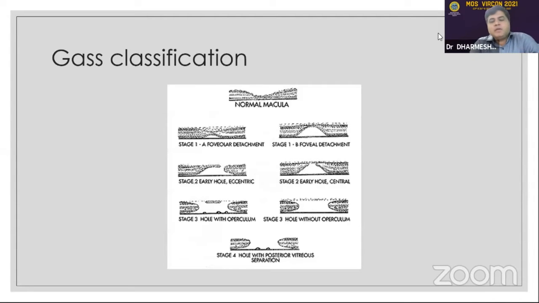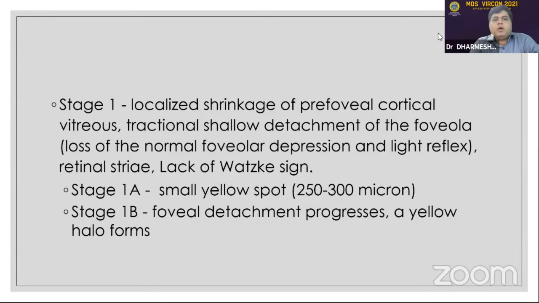Now, this is the GASS classification. Donald Gass worked on this, and this was all given before OCT came. So this is stage 1A, 1B, 2, stage 3, and stage 4. How he has described it, stage 1 is the localized shrinkage of the prefoveal cortical vitreous and the tractional shallow detachment of the foveola. But there is a lack of the Watzke sign, and the foveolar depression is gone on the light reflex. Stage 1A is a small yellow spot, that is 250-300 micron. And 1B is a foveal detachment and a yellow halo forms.